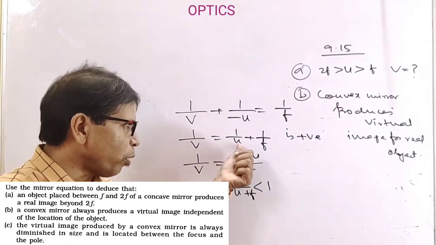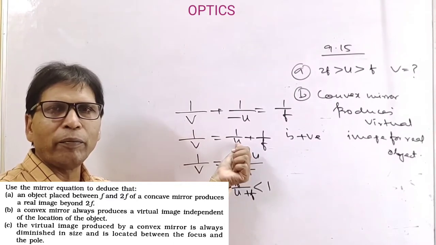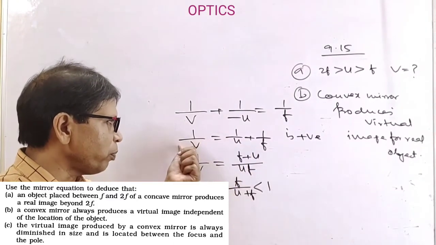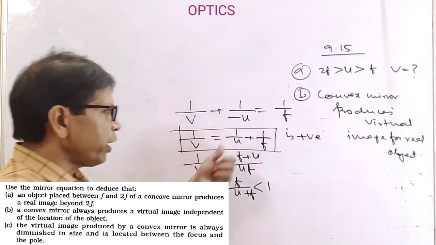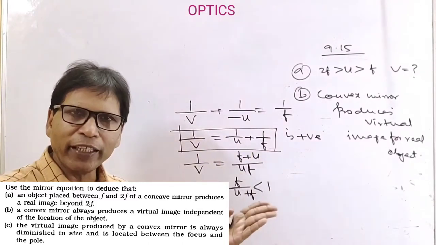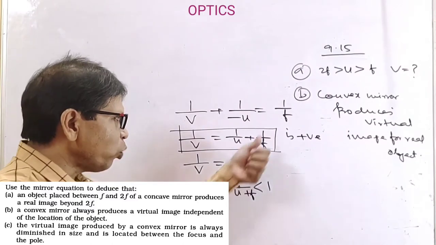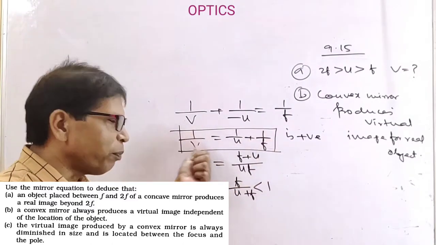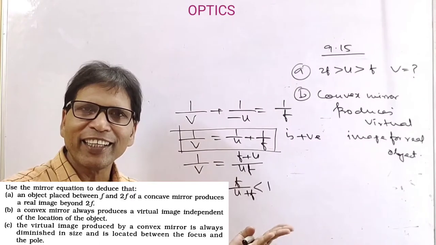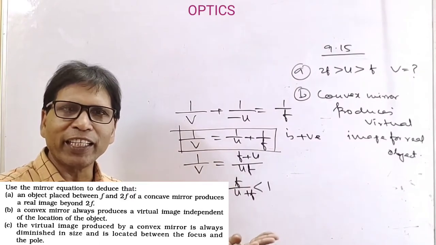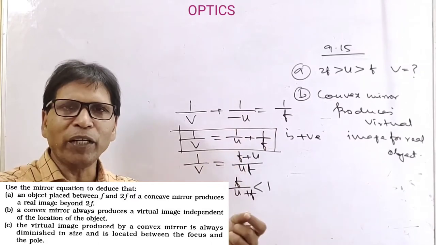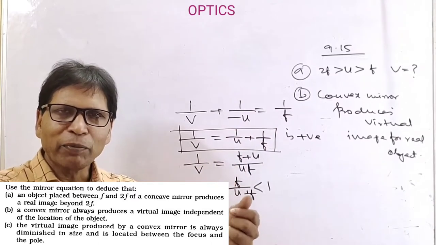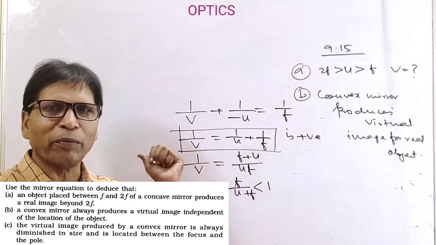Look at this, if the object moves away from the mirror, what happens to V? Look at this, from this condition, if U increases, 1 by U decreases. As 1 by F is constant, so 1 by V also decreases. As 1 by V decreases, so V increases. Therefore, the size of the image becomes larger if the object moves away from the mirror.